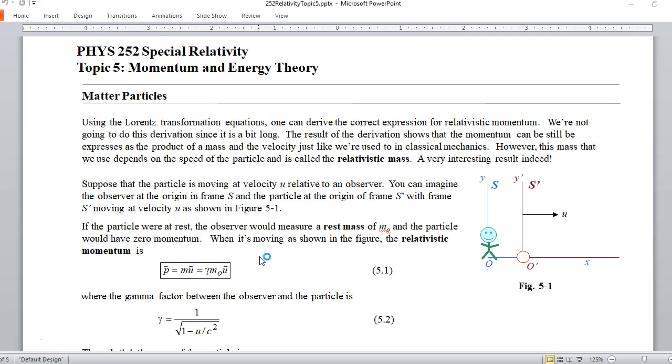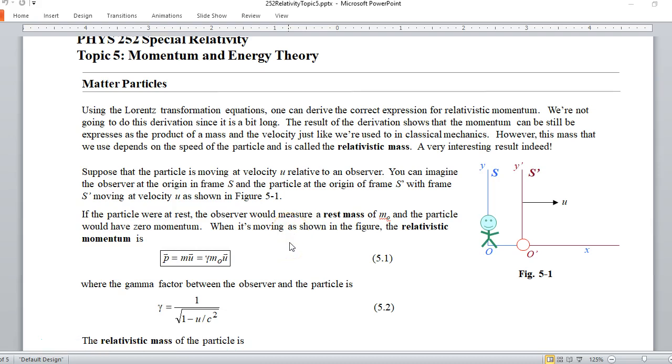Okay, and you can also look at the summary notes to help summarize this stuff. Don't forget the summary notes that are posted on our course webpage. Anyway, we first have to define momentum, and the derivation is not done in this PowerPoint presentation. That would involve too much time, but the result is that the momentum can be expressed as a mass times a velocity, but the mass is not what we normally think of, okay?